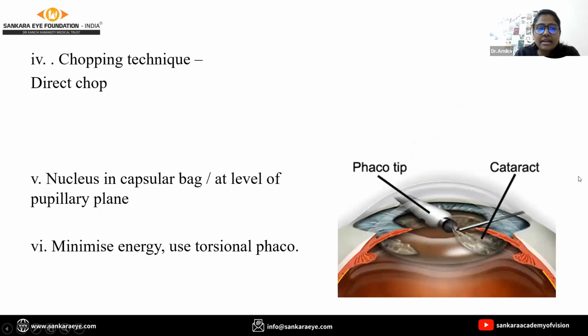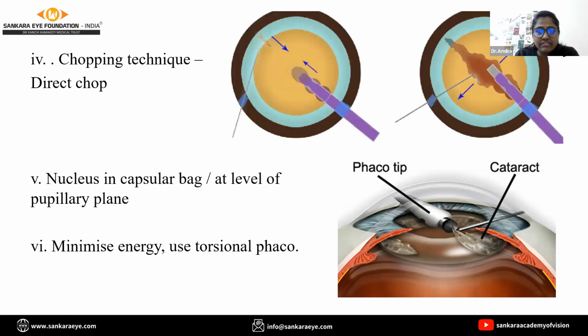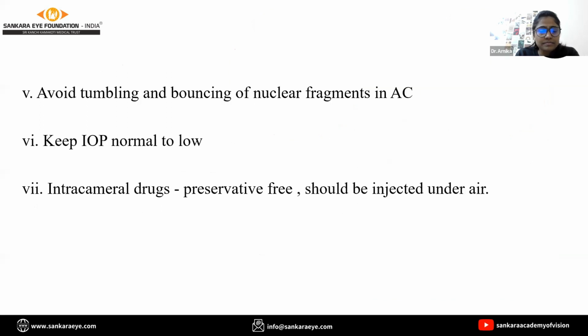The chopping technique that can be used is direct chop. It requires more mechanical forces. That is why less ultrasound energy is used. The nucleus can be emulsified in the capsular bag or at the level of the pupillary plane. Minimal energy to be used, and use torsional phaco if possible.